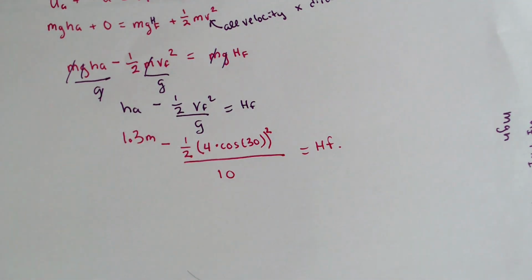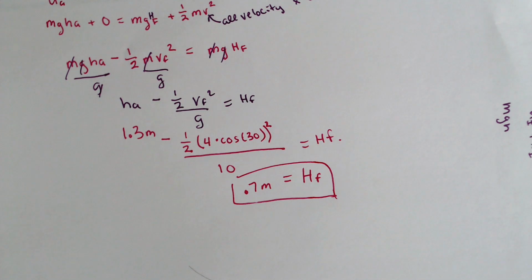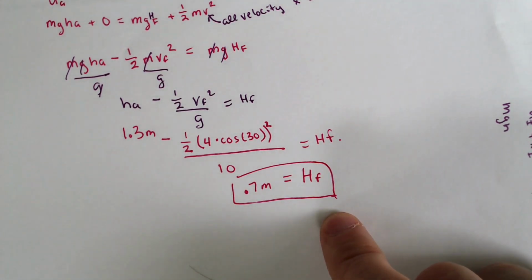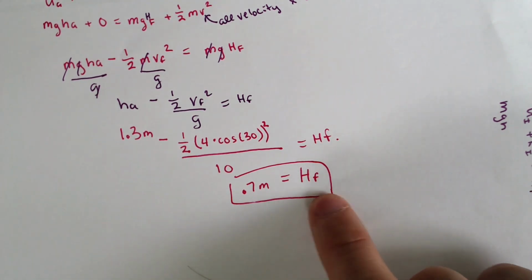All right, so let's do some math with that. You do all that math, and it ends up being 0.7 meters. Sorry for the cut. It was taking a while for me to type it in my calculator. It would be 0.7 meters for your final height.